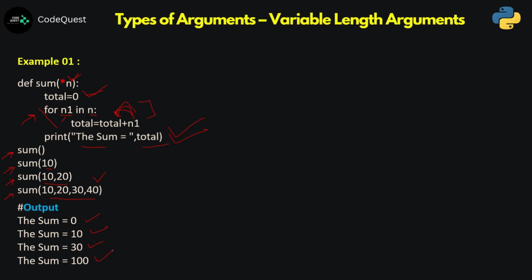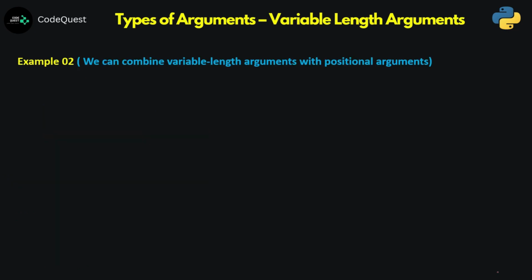So by using this asterisk n here, we are able to call the same function with a variety of arguments. Here the length of arguments is 0, here it is 1, here it is 2, and here it is 4. So once we have used this asterisk followed by some name, we are allowed to call that particular function with any number of arguments of our choice.